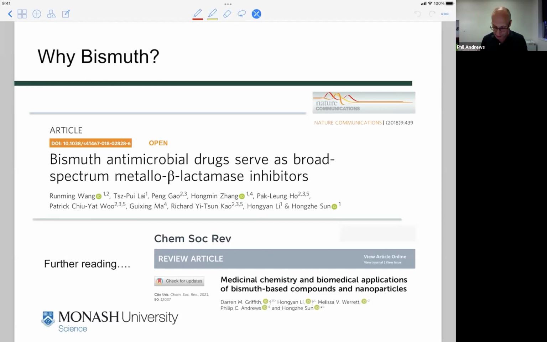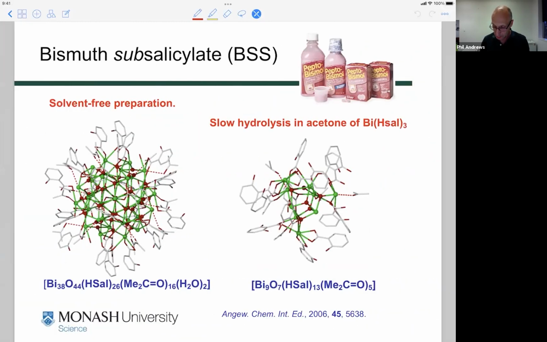We knew metals were going to do something. If you want to do some further reading, you can see at the bottom, we just wrote a review this year with a few colleagues, which we've released on medicinal bismuth. I won't bore you with that.